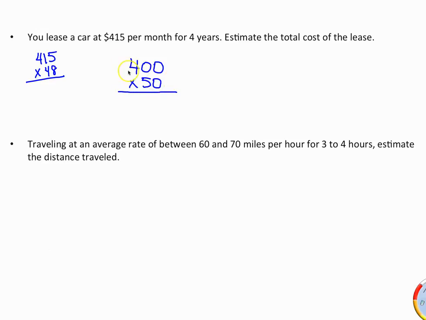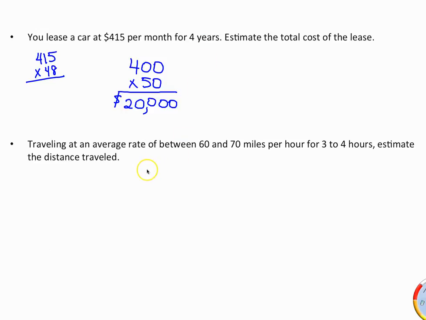Okay, that way, this is a multiplication that I can do very easily. I don't have to pull out a calculator. I don't have to do a long process. I know that 4 times 5 is 20. And then I have 3 zeros. So $20,000 is a very nice estimate for the cost of a lease for 4 years.